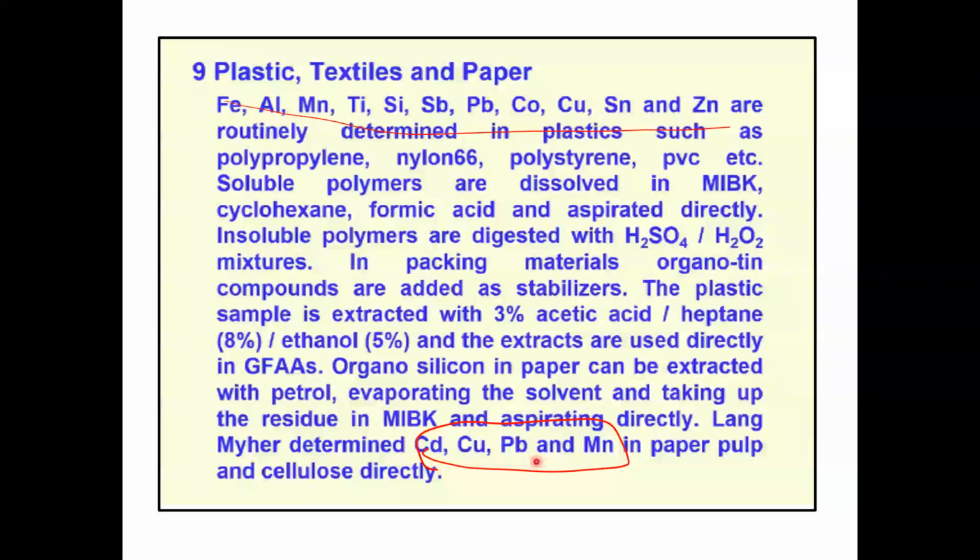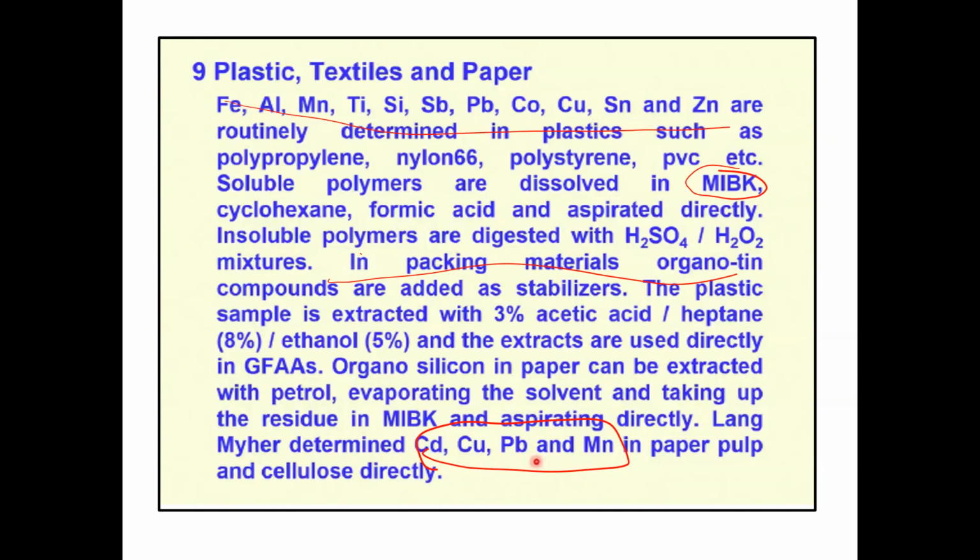Okay, soluble polymers are dissolved in solvents such as methyl isobutyl ketone, cyclohexane, or formic acid, and they are aspirated directly. But in the case of insoluble polymers, we have to do a pre-step, that is digestion with sulfuric acid or hydrogen peroxide mixtures. Okay, this is basically the abundance.